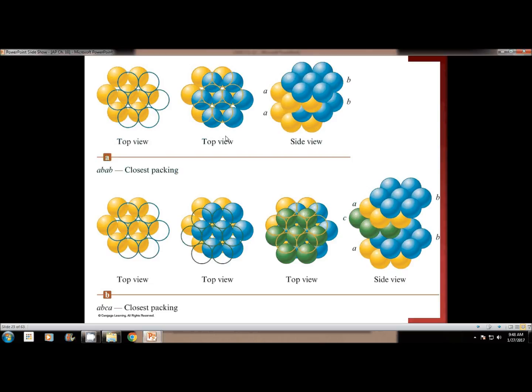They're just kind of going back and forth, covering each other up. ABC packing is shown in picture B, where the spheres in the third layer occupy dimples in the second layer so that no spheres in the third layer lie above any from the first layer. So it's in a new position. It's kind of rotated a little bit. And so then the fourth layer would be like the first layer.